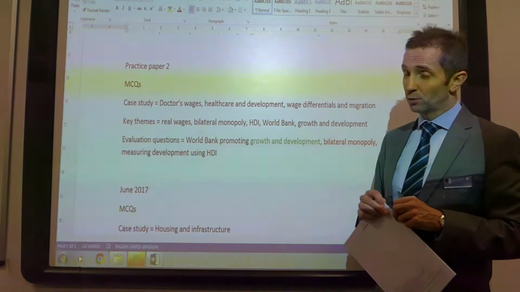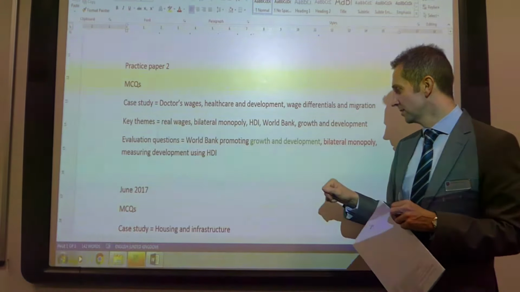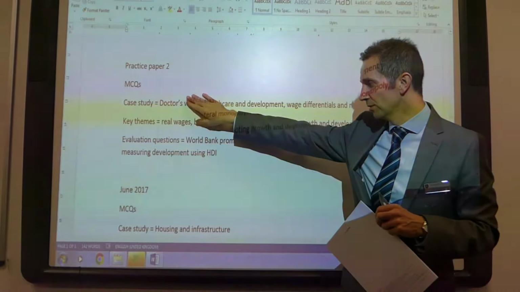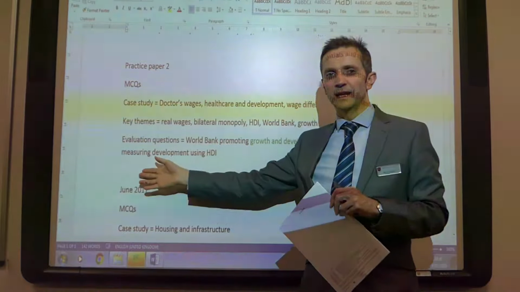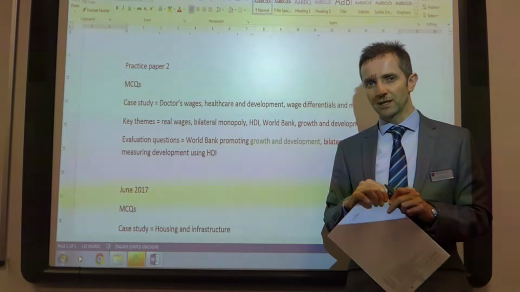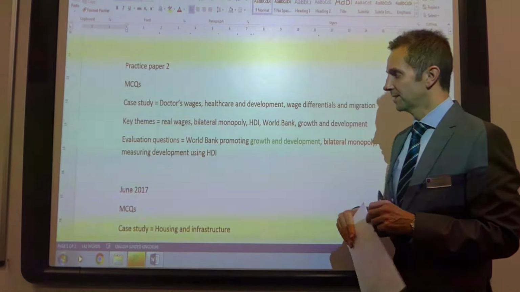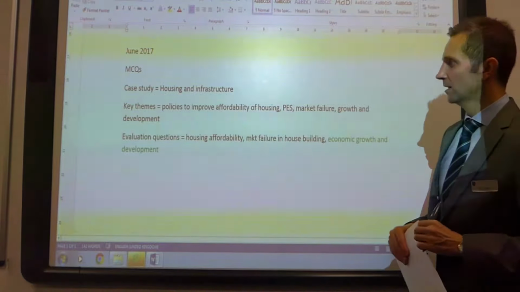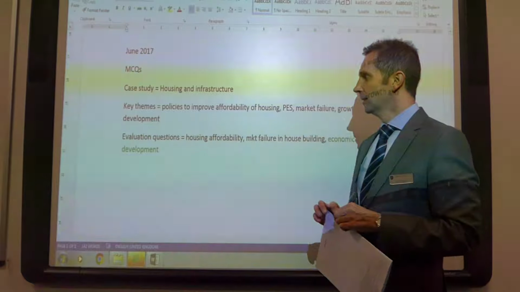And then the evaluation questions were to do with the World Bank's role in promoting growth and development, bilateral monopoly, obviously focusing here on the wages as we mentioned, and then how useful HDI is as a measure of economic development. That was quite a nice question. So that's that one. And then finally, last year's paper, where the theme was housing and infrastructure.